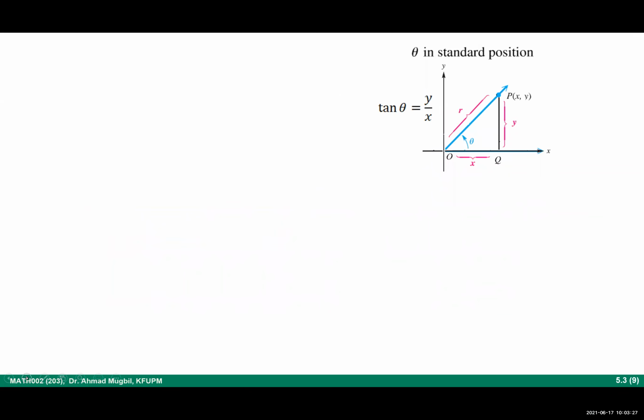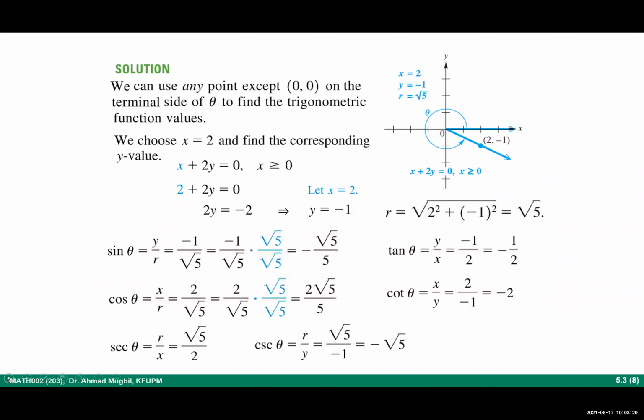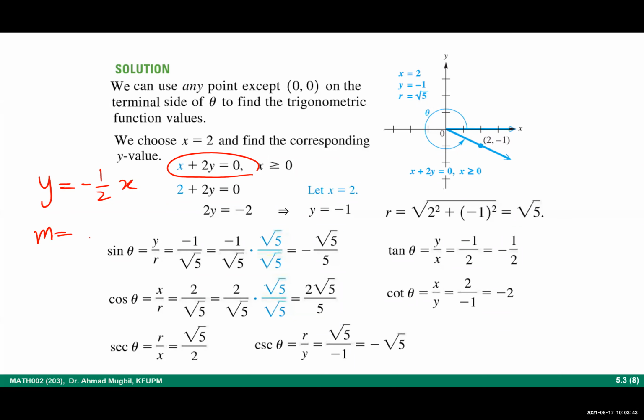Good. I forgot to mention, I want to ask you something. What was the line that we had here? Is it -1/2 x? Is that right? Because here we solved this one for y. What is the slope of this line? -1/2. Look at sine, cosine, tan, cotan, secant, cosecant. Which one of them is equal to -1/2? This one. Tangent. Why is that, Shabab?